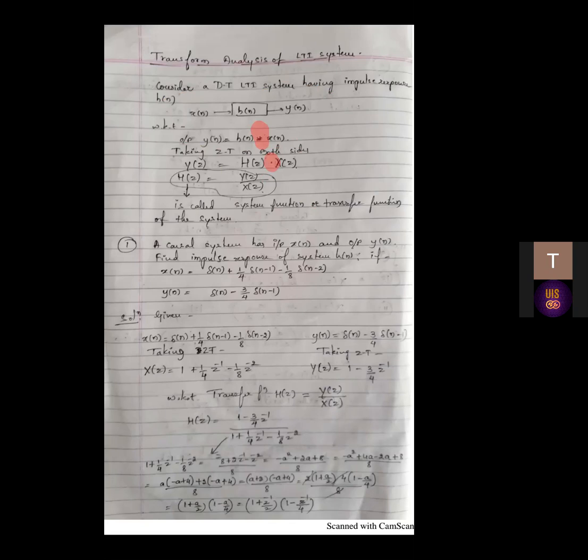What this property says is, if you have convolution in the time domain and it gets transformed to the frequency domain, then convolution gets changed to multiplication. That is the advantage: the calculations and manipulations become easy for you. Convolution gets converted to multiplication. So after applying the transform, Y of z will be H of z into X of z.